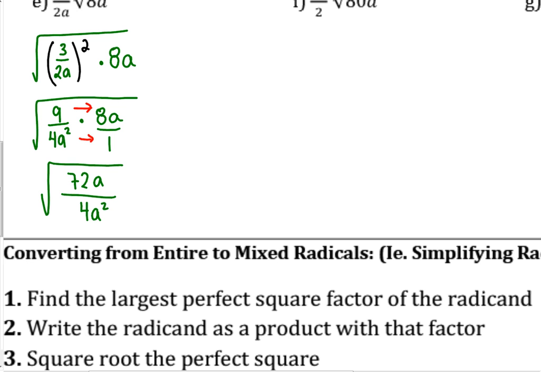Does 4 go into 72? Yep, sure does. Now, if you wanted to, you actually could have simplified earlier. You could have reduced the 8 and the 4 here and made this a 2 and 1. You could have done that as well. And then the a's can reduce as well. So you're welcome to do that. So it should give you 18. 72 divided by 4 is 18.